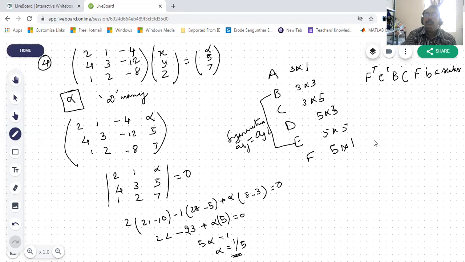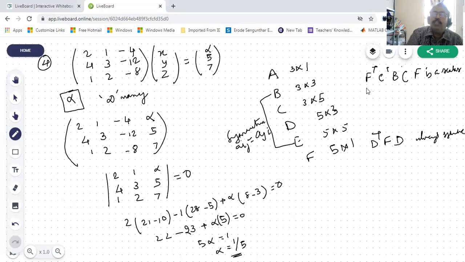Statement 2: D transpose F D is always symmetric.